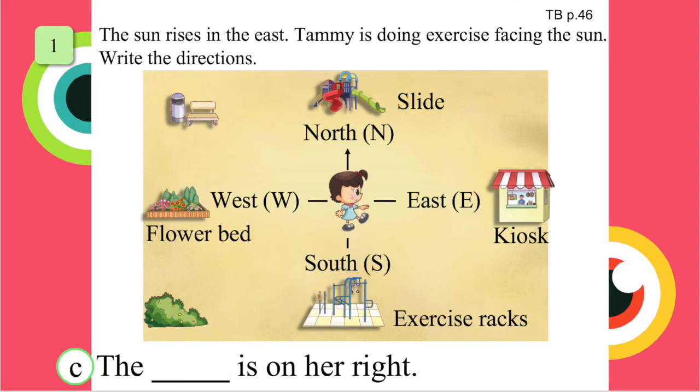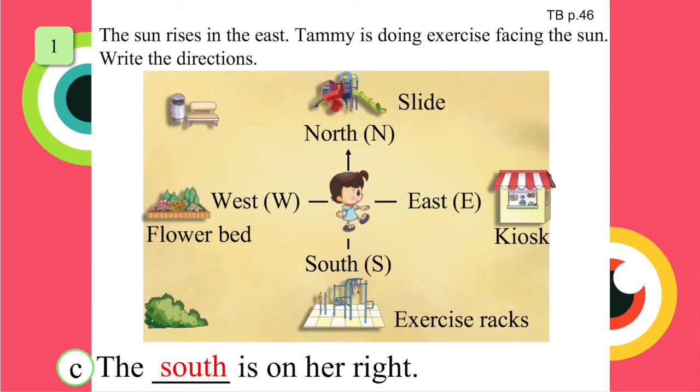Now keep your eyes looking at the east. We are looking at the kiosk now. So on your right-hand side, or on Tammy's right-hand side, now wave your right hand. So what should be on your right? Exercise rack or a slide? Yes, we can touch the exercise racks. So which direction is on our right, or on Tammy's right? Oh yes, the south is on her right.